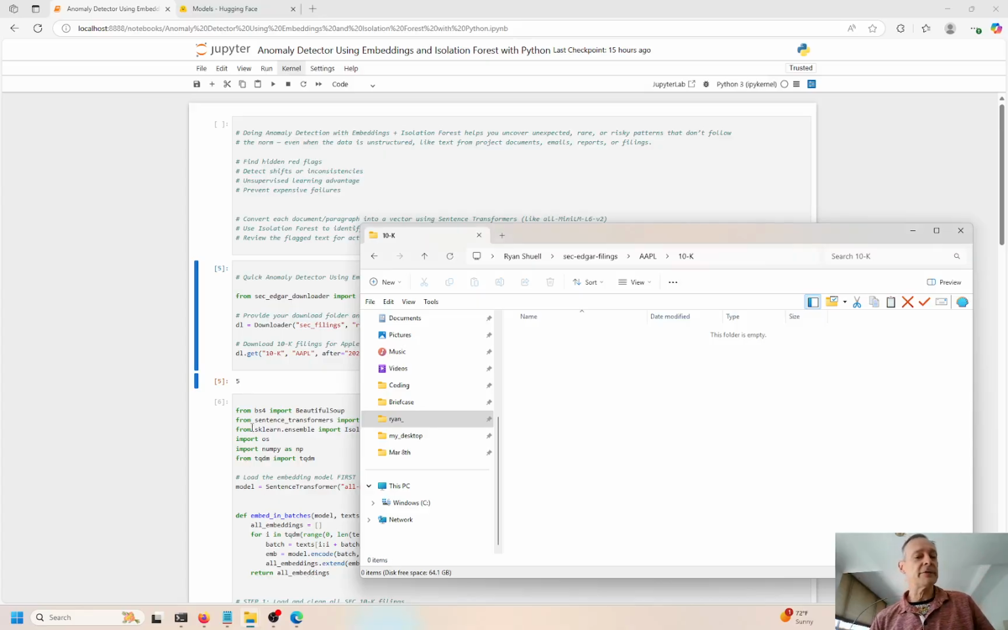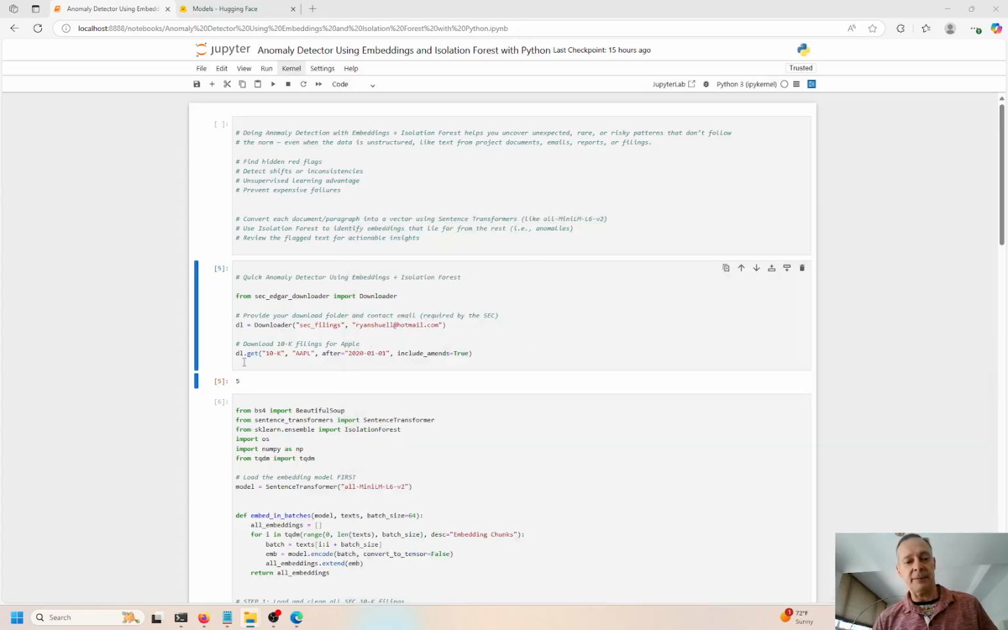So it's going to be pretty comprehensive. This is all the financial information about Apple. I'm going to put it into this folder right here. Has my name, Ryan Schul, SEC filings, Apple, and 10K. So I'm going to download the data. This is just a sample.